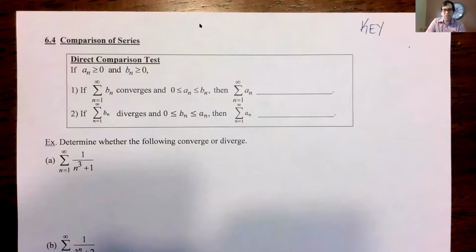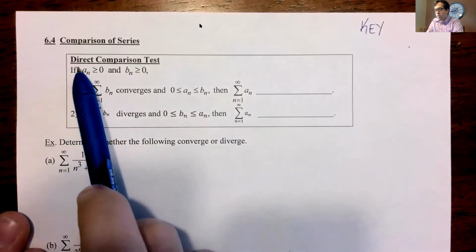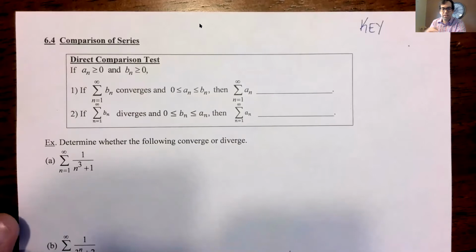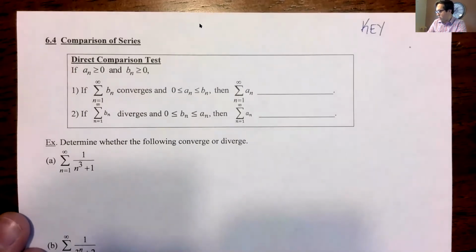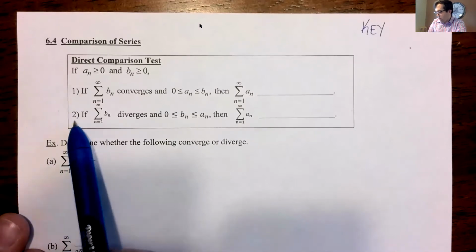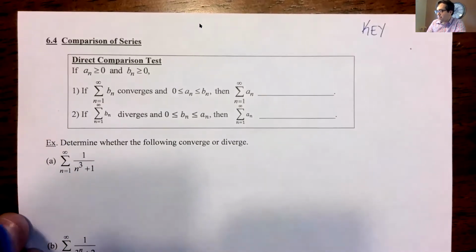All right, so here are our notes. Comparison of series. The first comparison test we're going to look at is called the direct comparison test, where we directly compare two different series to determine convergence or divergence. So there are two different setups for this test.